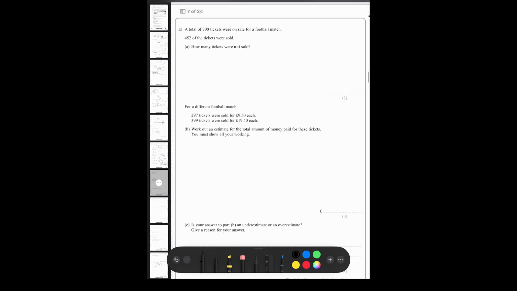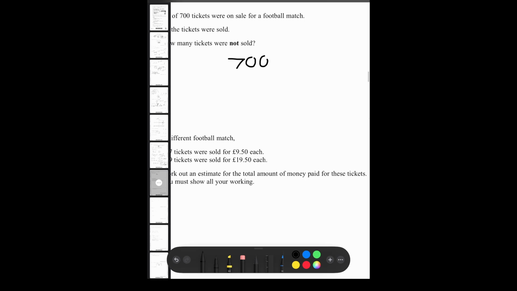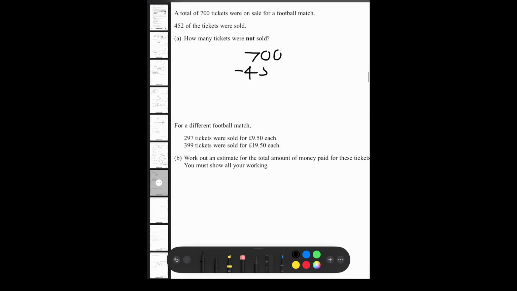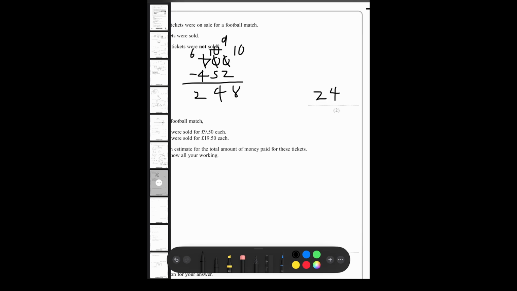So a total of 700 tickets were on sale for a football match. 452 were sold. How many tickets were not sold? 700 minus 452, right? So this goes to 6 for this to have 10, but this 0 can't minus 2, so you need to do that again. 9 minus, oh nope, this is 10. 10 minus 2 is 8. 9 minus 5 is 4. 6 minus 4 is 2. That means 248 tickets are left.